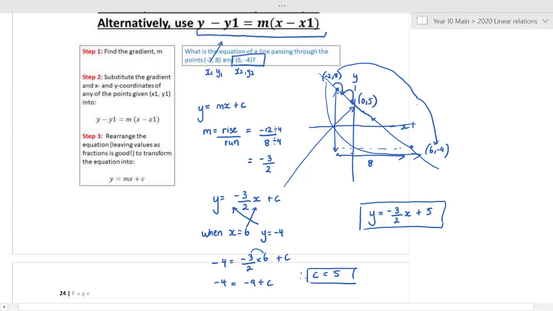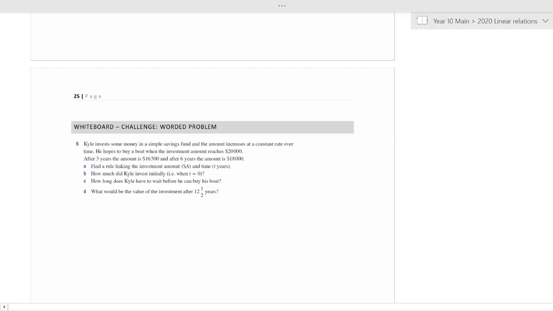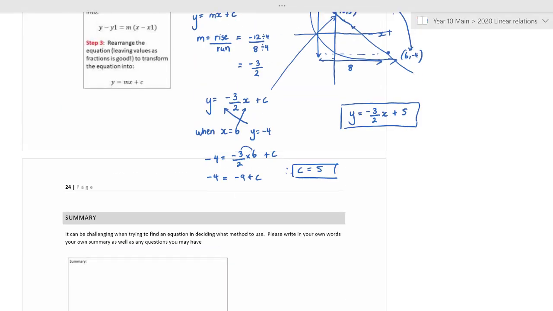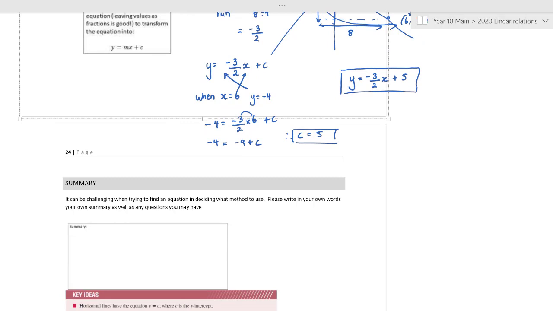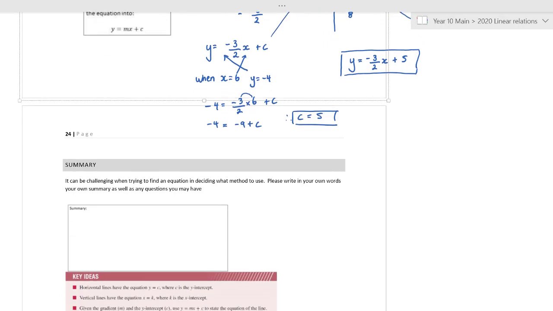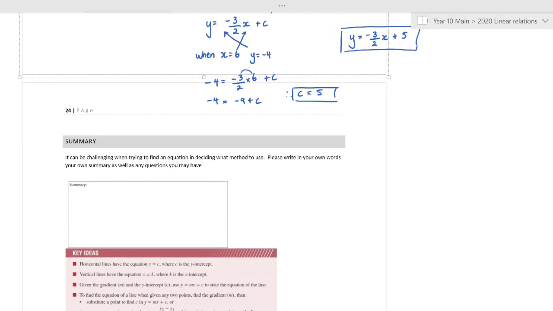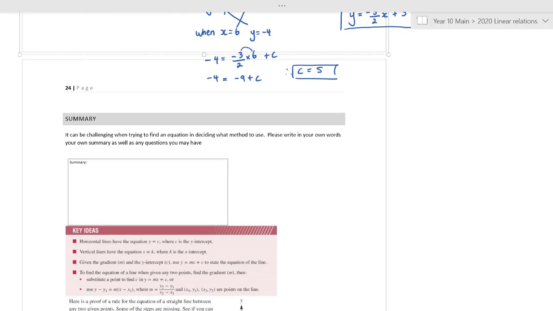All right, so definitely these can usually be a bit tricky at first, because sometimes it's hard to know which method to use. But remember, you can always substitute, you can always go back to our equation. So in summary, it can be challenging when trying to find an equation and deciding what method to use. Please write in your own words your own summary, as well as the questions you have.